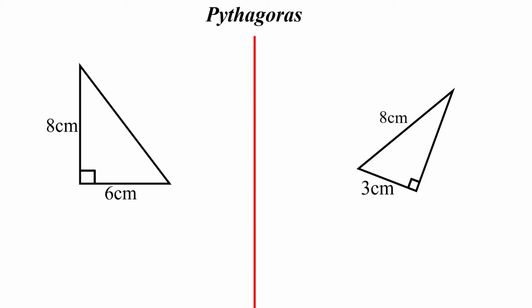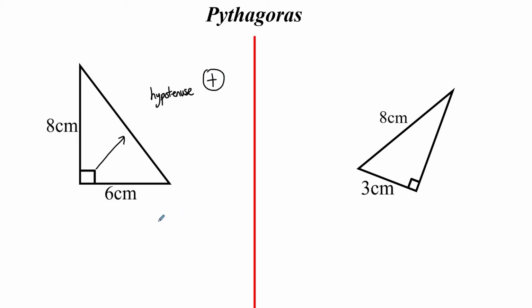If we start off with this one, the corner of the right angle, which is here, always points across to the hypotenuse, or the longest side. So this is the hypotenuse, the longest side of the right angle triangle. If you're looking for the longest side, then we add.